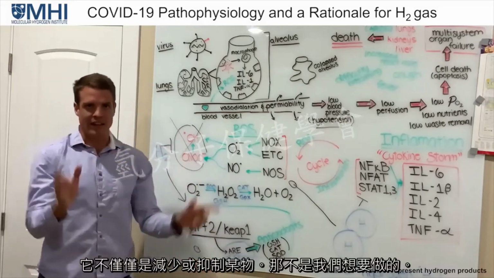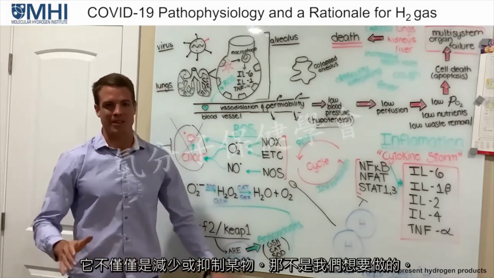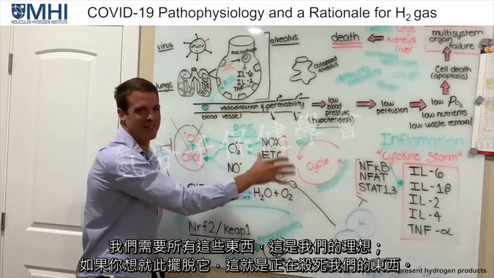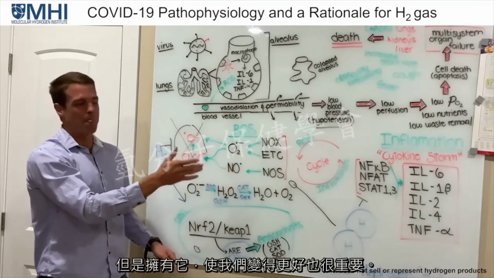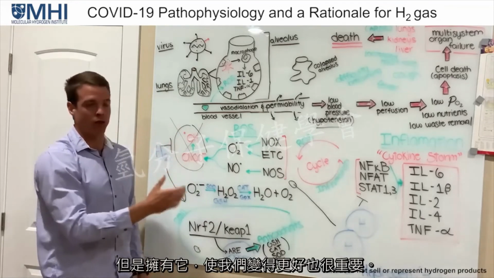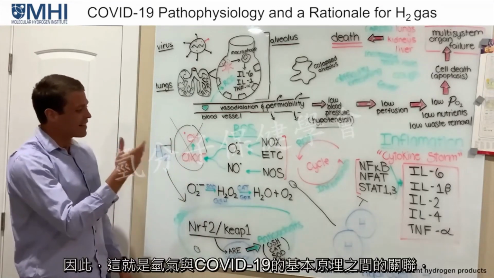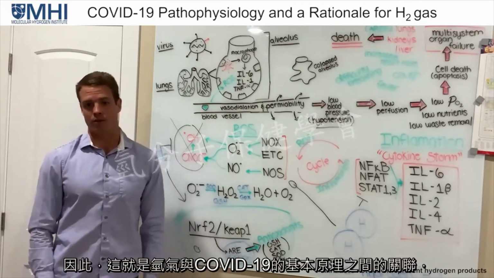It's by regulating everything and not just decreasing it or inhibiting it, because that's not what we want to do. We need all of these things. This is our immune system. We don't want to just get rid of it. Yes, it is what is killing us, but it is also very important that we have so that we can get better. So that is the idea between hydrogen gas and its rationale for COVID-19.